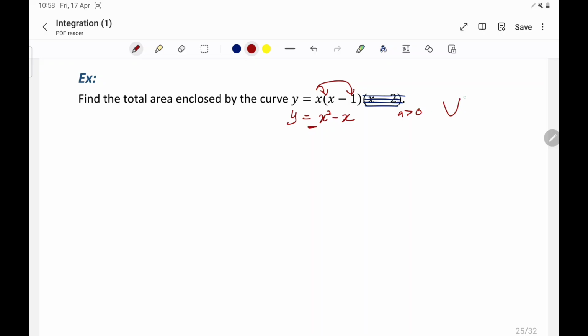But then we don't know how many roots we have here, so you have to use b squared minus 4ac. Okay, you use b squared minus 4ac. b is negative 1, squared, minus 4.